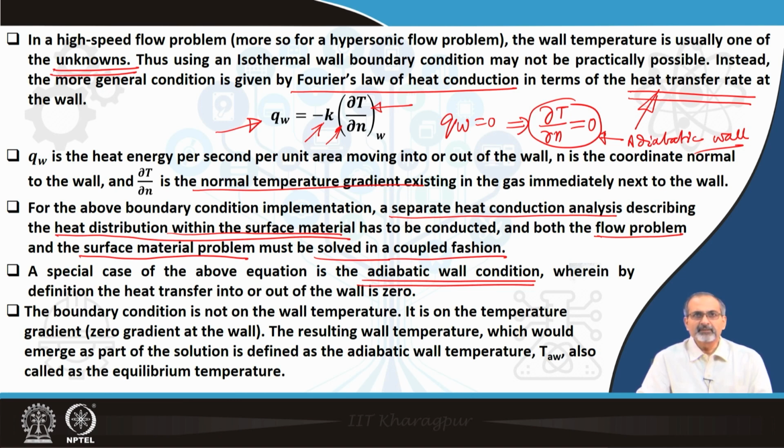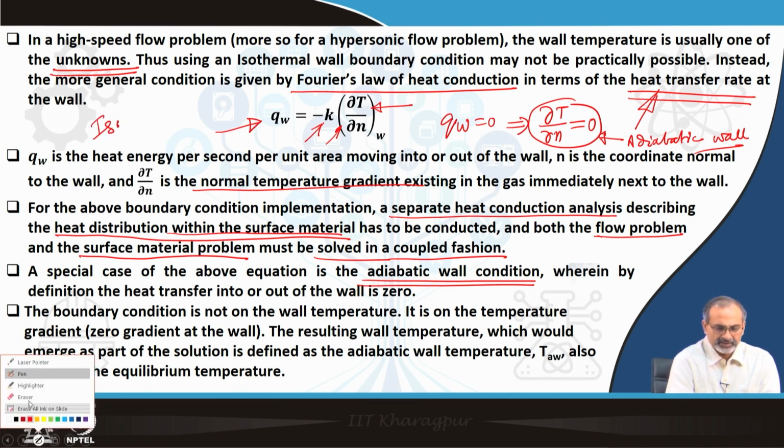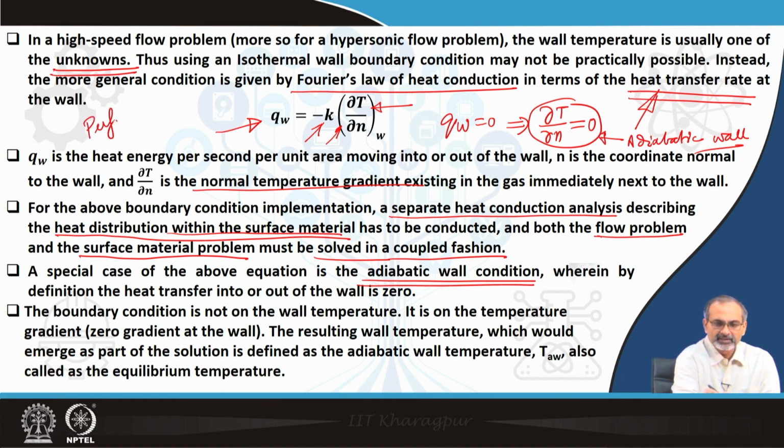The boundary condition of this kind can be achieved if you have a perfectly insulated wall. So, perfect insulation alone can create that. So, let us take note of that. Perfectly thermally insulated wall would give you this adiabatic condition.